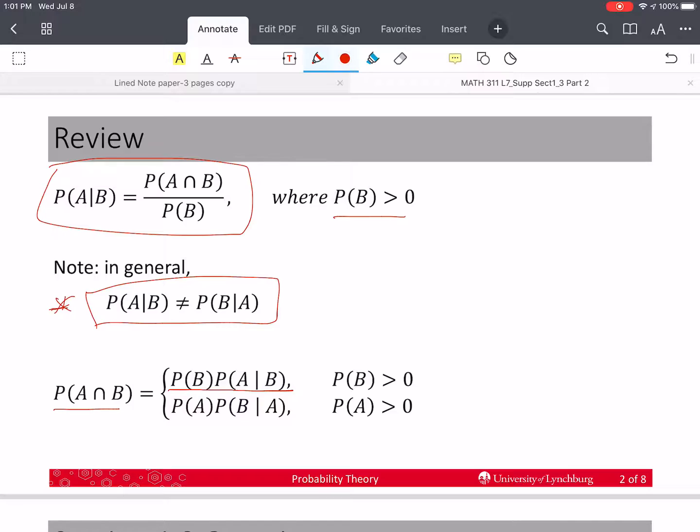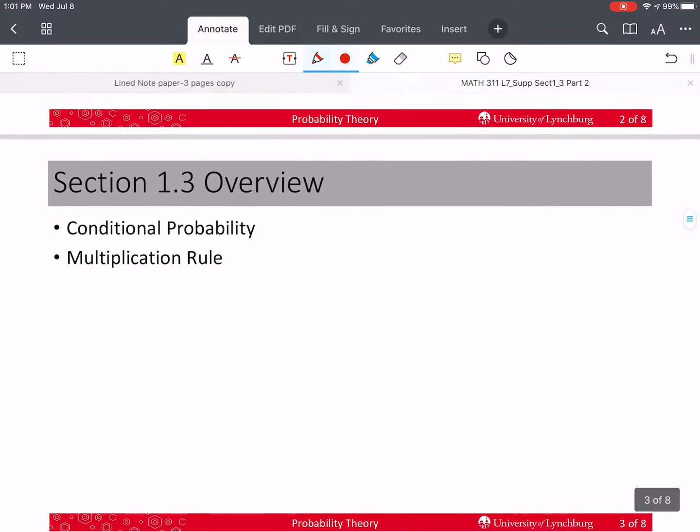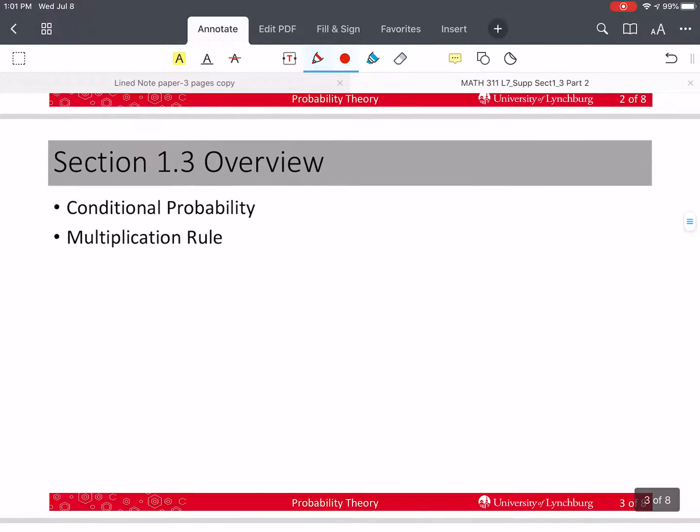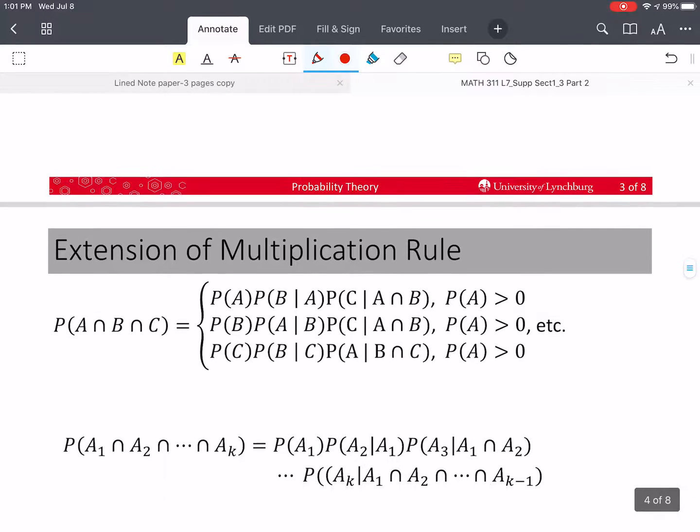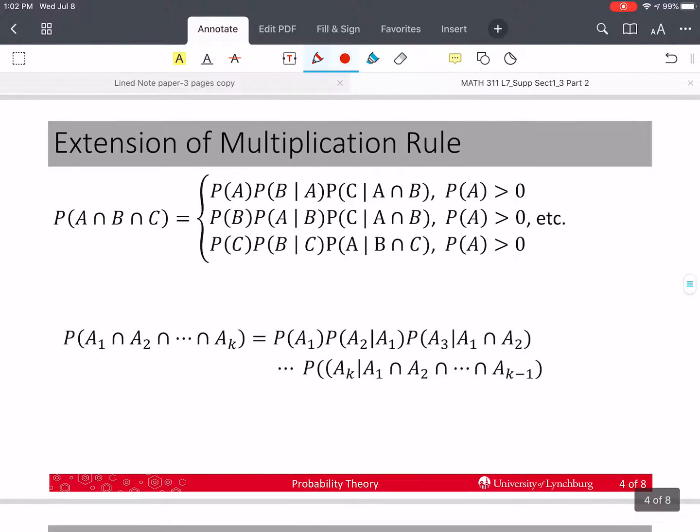Probability of B times the probability of A given B, or the probability of A times the probability of B given A. And we have different conditions depending on which rule we use, because we used the formula for the conditional probability and solved it for the probability of the intersection, or AND. So in this section, again, we talked about conditional probability and the multiplication rule. In this video, what I want to do is extend the multiplication rule to more than two events.